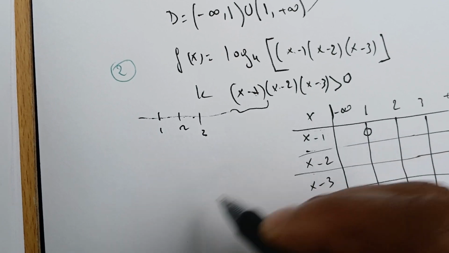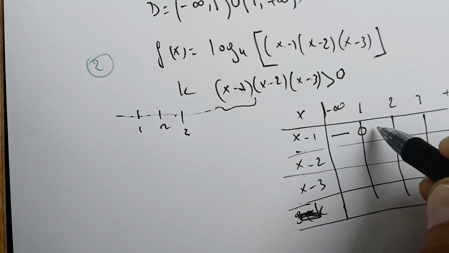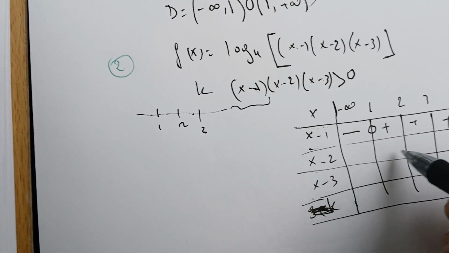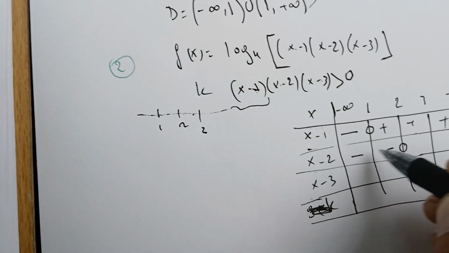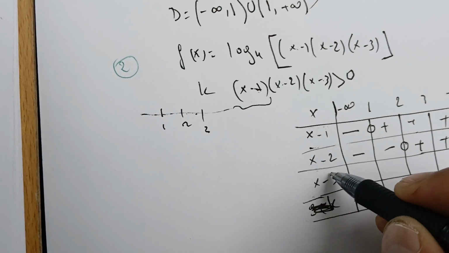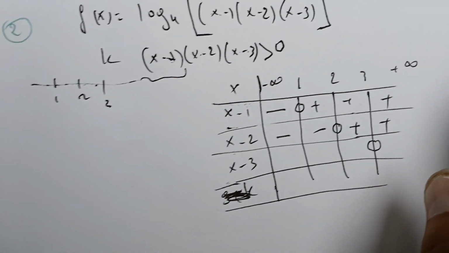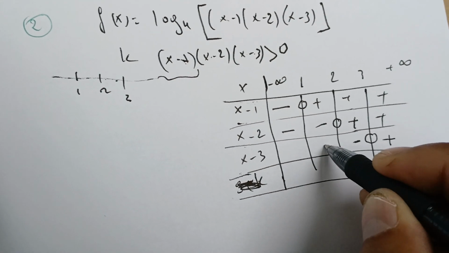So when x is 1, this quantity is 0. When x is less than 1, it's negative. When x is bigger than 1, it's positive. This quantity x minus 2 is 0 when x is 2. If x is less than 2, it's negative. If x is bigger than 2, it's positive. This quantity x minus 3 is 0 when x is 3. It's positive when x is bigger than 3, and negative when x is less than 3.